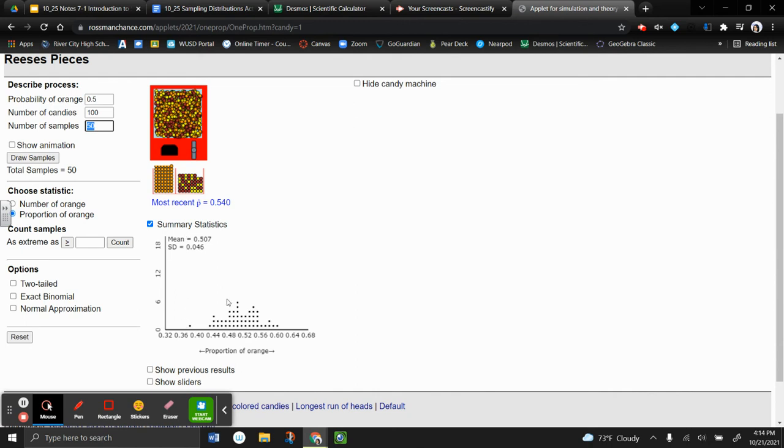So the mean of this sampling distribution is equal to 0.50. Well, we know that the true proportion of orange candies in our simulation is equal to 0.5. So since these are relatively equal, we would say that this statistic is unbiased because the mean of our sampling distribution is equal to the true proportion of orange candies. So that's what it means to be unbiased.